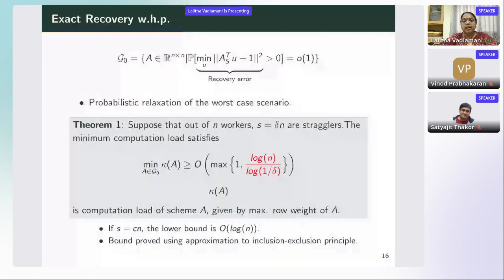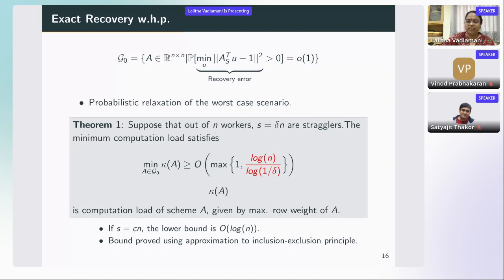Now we are going to exact recovery, in the sense of exact gradient computation, but with very high probability. This is the first setting that we want to look at. G0 is the set of all encoding matrices, and I think I have mentioned n by k or k by n, one of those.